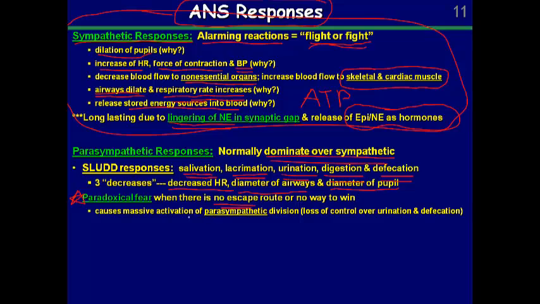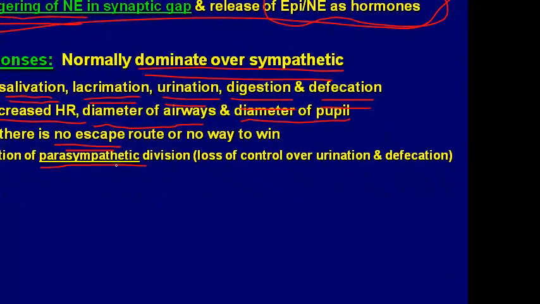So what happens is you get a massive parasympathetic activation, and this causes the loss of control, and you urinate and possibly defecate yourself. Now, I've never had a student do this over an exam, but I'm still waiting for the day that my A&P exams are so scary that a student enters paradoxical fear. Actually, I really hope it never happens.